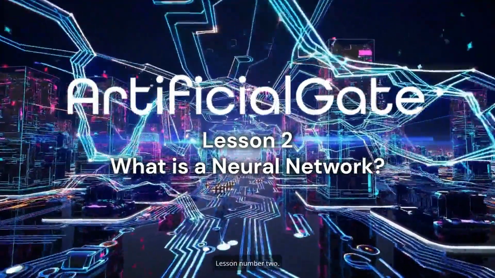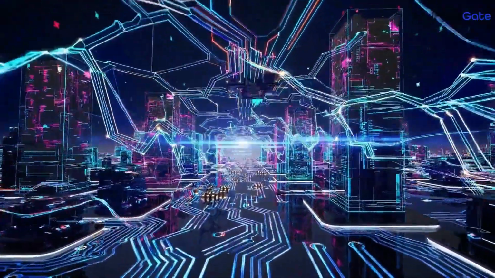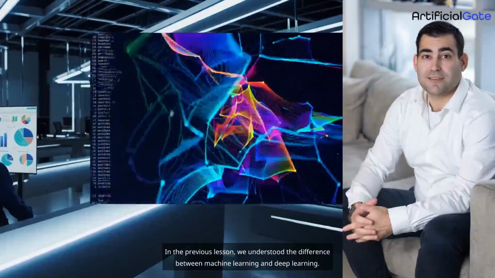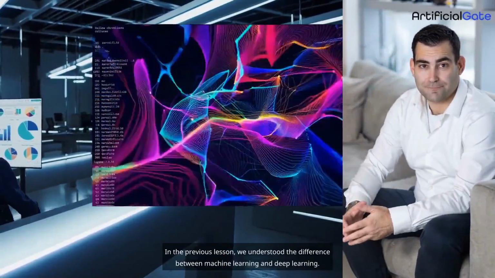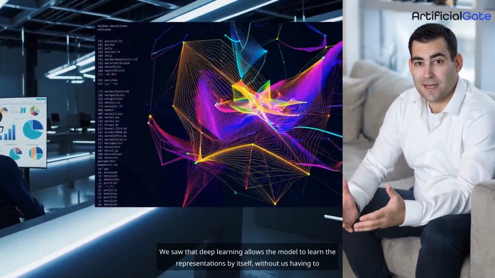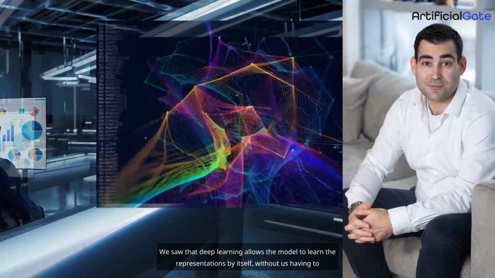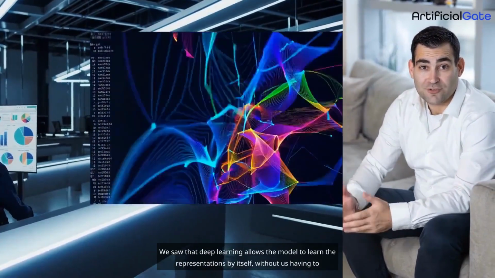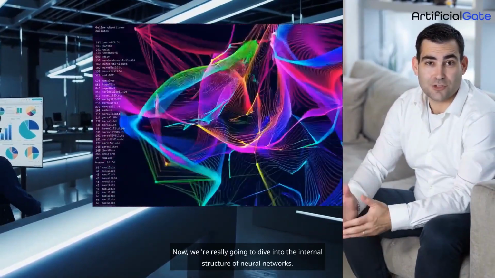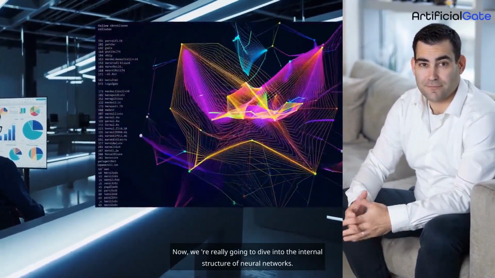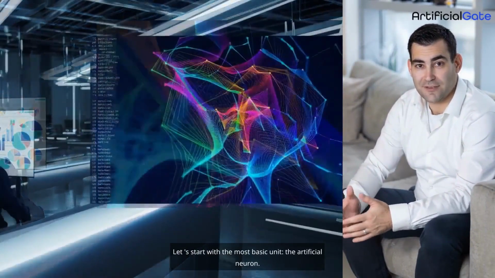Lesson number 2. What is a neural network? Hello. In the previous lesson, we understood the difference between machine learning and deep learning. We saw that deep learning allows the model to learn the representations by itself without us having to choose features for it. Now, we're really going to dive into the internal structure of neural networks. Let's start with the most basic unit, the artificial neuron.